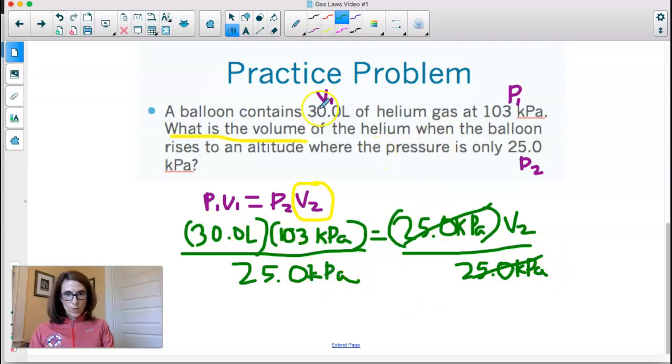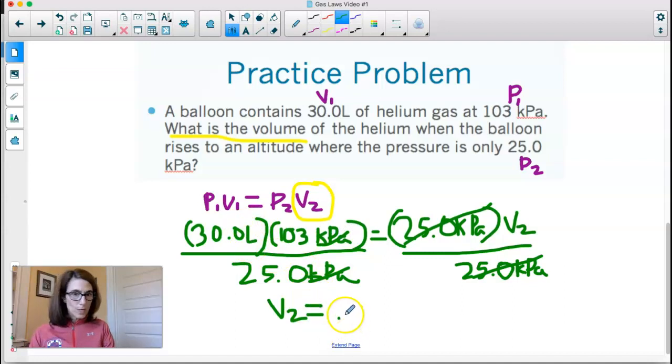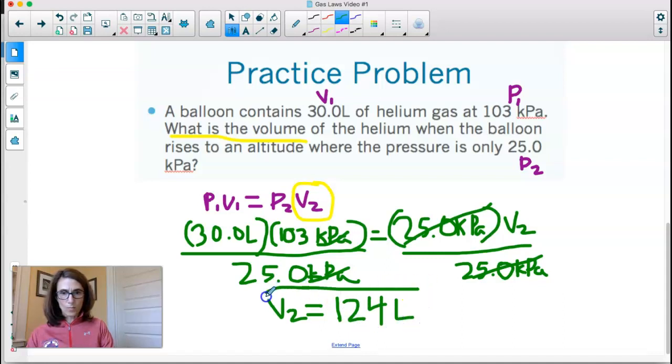And we're going to stick with 3 sig figs for this. If you want to even look at how your units cancel out, you know that the units you're going to end with are going to be liters, which makes sense for volume. We get 123.6, so I'm going to round that to 124 liters. So the math for these is pretty simple. Okay, so that's Boyle's law, P1V1 equals P2V2.